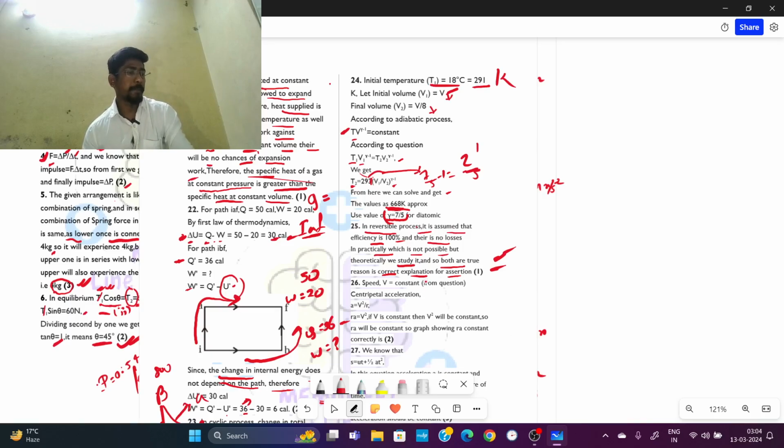If a body moving in a circular path maintains a speed of 10 meter per second, that means v equals 10, then which of the following describes the relation between acceleration and radius? I have to derive the relation between acceleration and radius. As we know, for centripetal force, acceleration is given by the formula a equals v square by r.